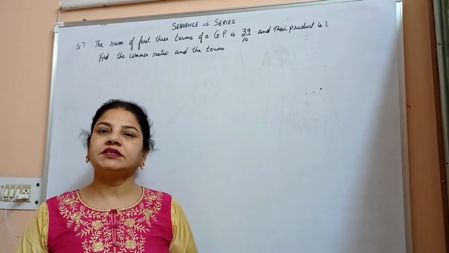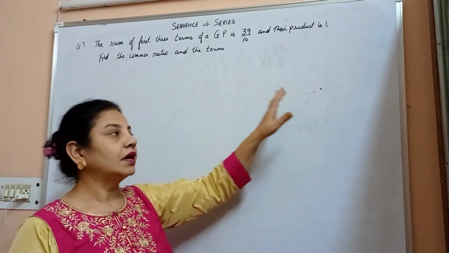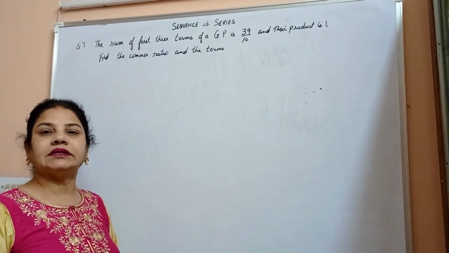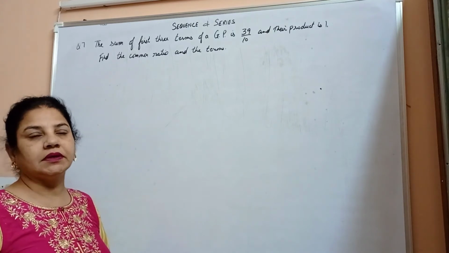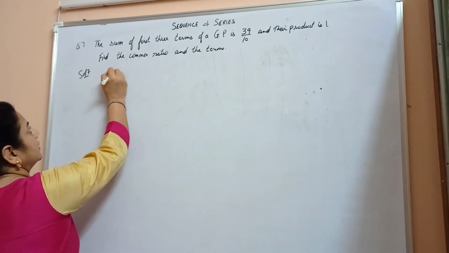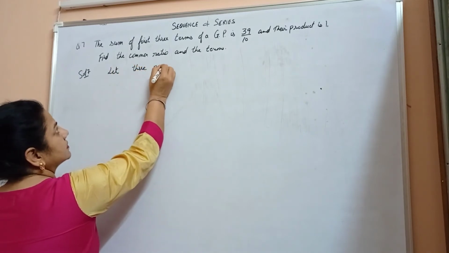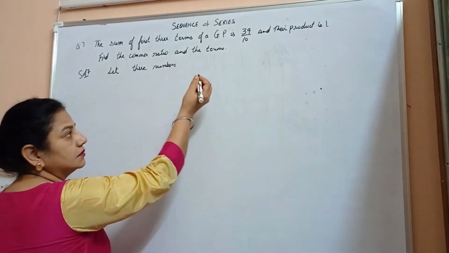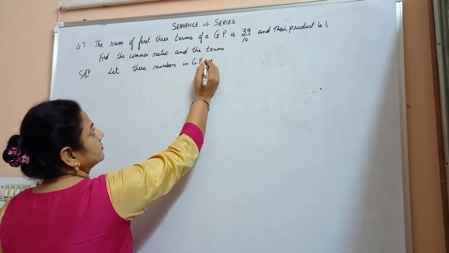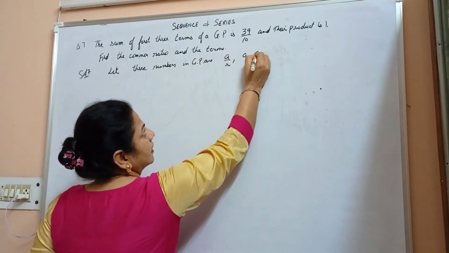The sum of the first 3 terms of a GP is 39 by 10 and the product is 1. Find the common ratio and the terms. Let the 3 numbers or terms in GP be A by R, A and AR.